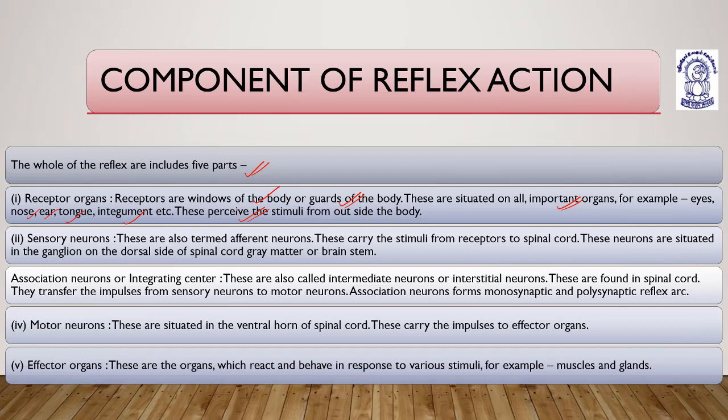Then sensory neurons, these are also called afferent neurons. They carry the stimuli from receptors to the spinal cord. These neurons are situated in the ganglion on the dorsal side of the spinal cord, gray matter or brainstem.